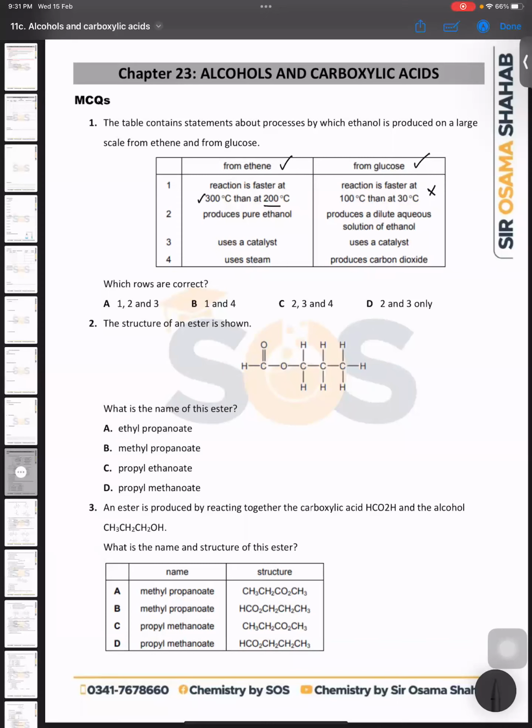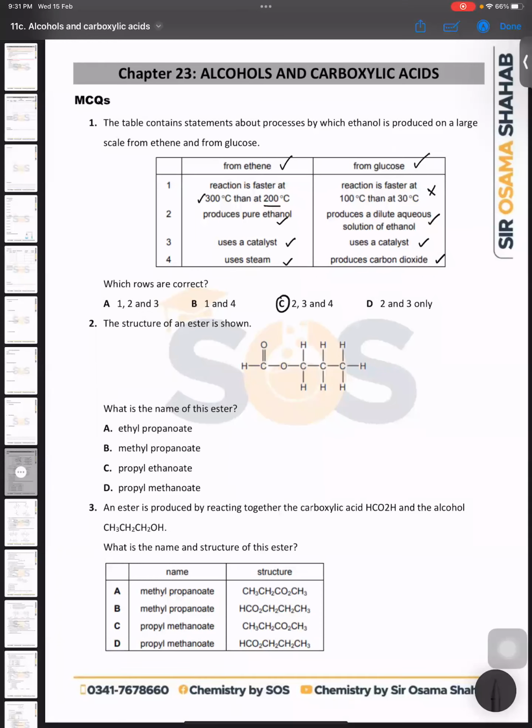Then produce pure ethanol, from ethene you can make pure ethanol, that is right. Produce a dilute aqueous solution of ethanol, this is right. And then using a catalyst, that is right. And using a catalyst, that is right. Using steam, that is right. Produces carbon dioxide, this is right. So which rows are correct? You can see this, second, third, and fourth. These rows are correct for this answer. Very good, every one of you.